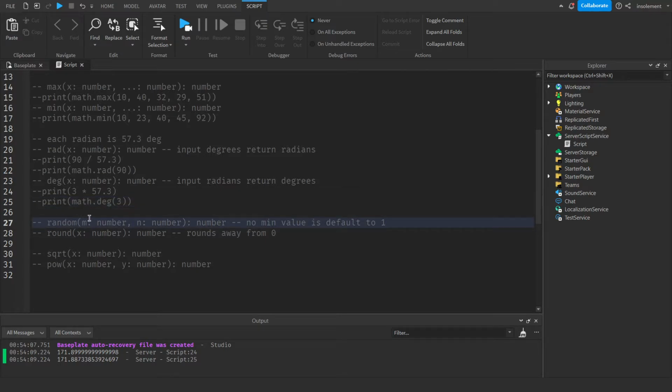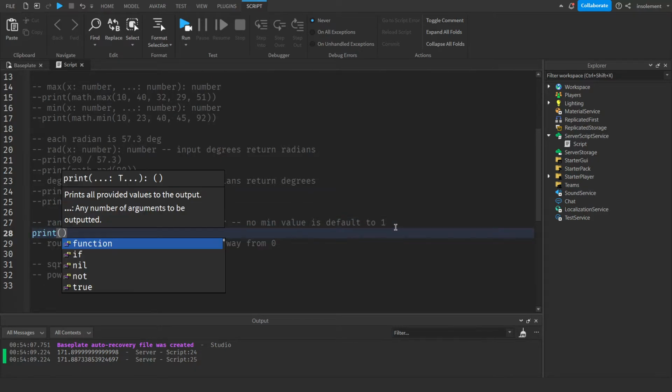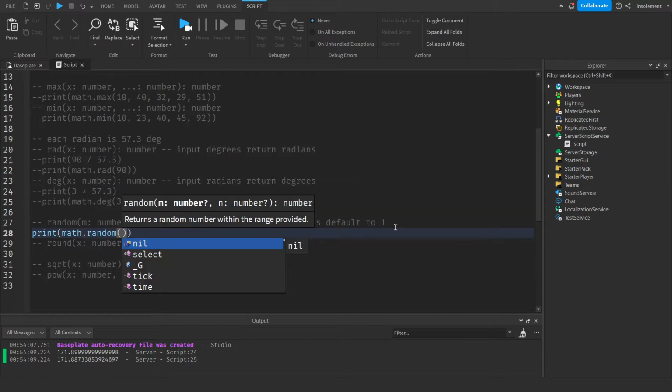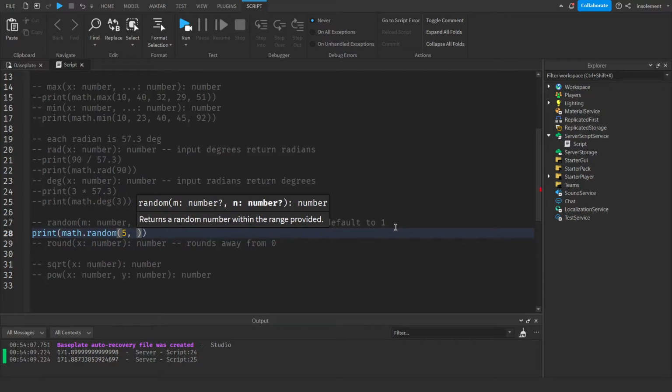Our next function is math.random. It takes a minimum value and a maximum value, and it returns to us whatever in between those two numbers, right? So let's do this real quick. So math.random. Let's do 5 to 20.